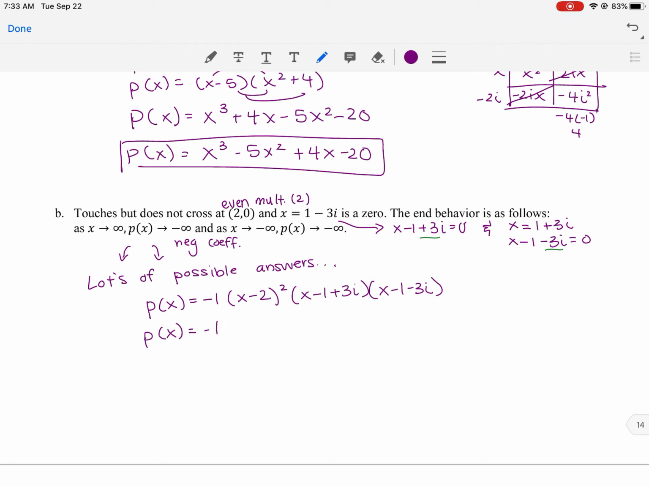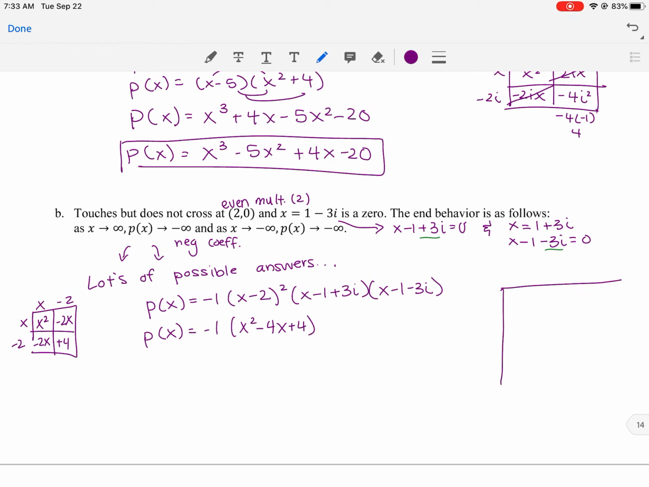I'm going to multiply x minus 2 times x minus 2. I'll do that over here. x minus 2 times x minus 2. We get x squared minus 2x minus 2x plus 4. So this is the same as x squared minus 4x plus 4.